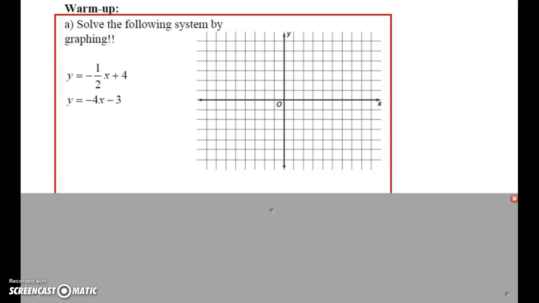Today we're going to talk about solving by graphing as well as doing some basic solving with substitution. Let's take a look at the warm-up.